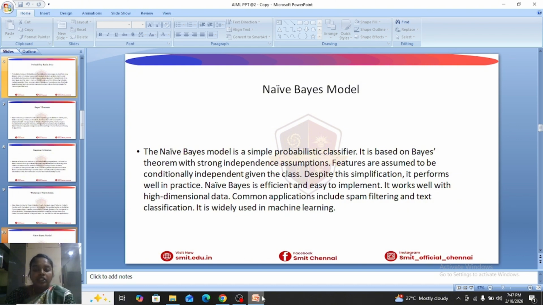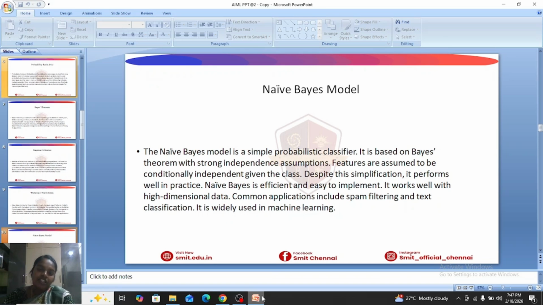Naive Bayes model. It is a simple probabilistic classifier. It is based on Bayes theorem with strong independence assumption. Features are assumed to be conditionally independent given the classes. Despite this assumption, it performs well in practice.